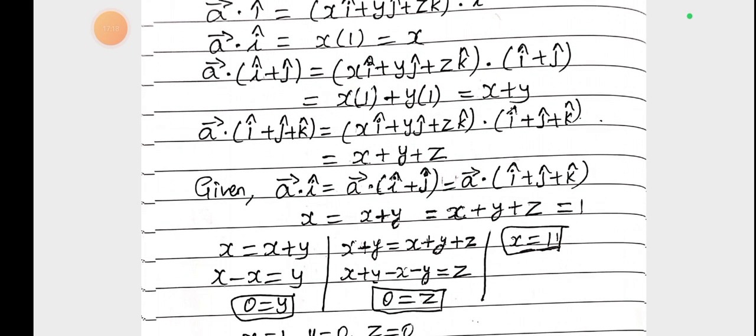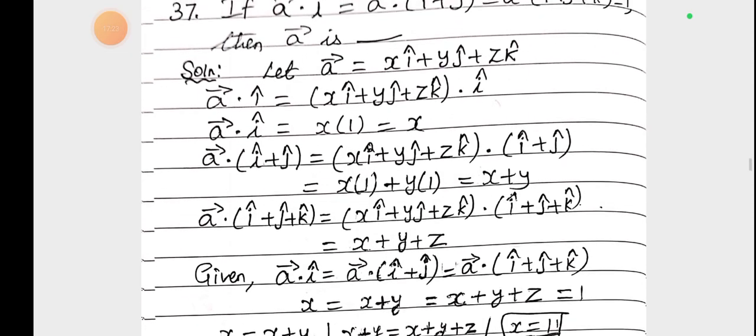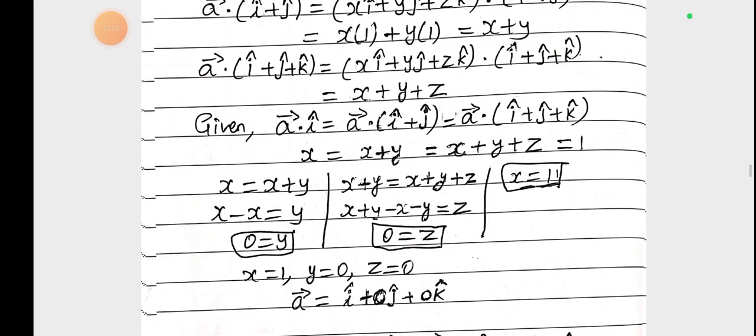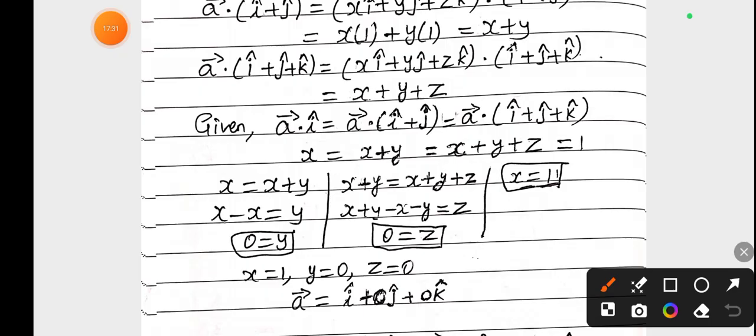Then what we want to do is equating. How do we have to equate? You just see, children. We are equating in the sense of how we equate A vector dot i cap.